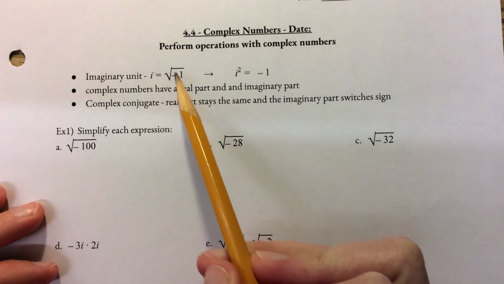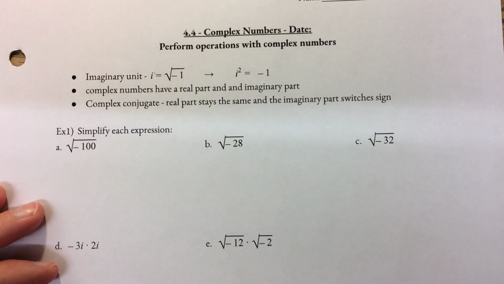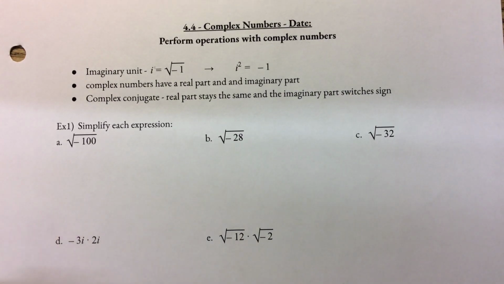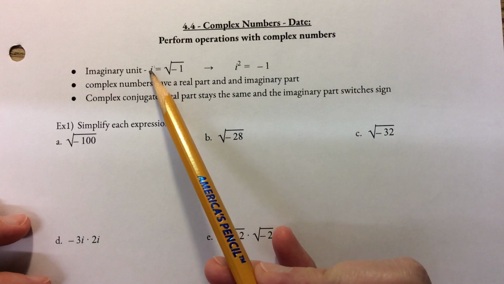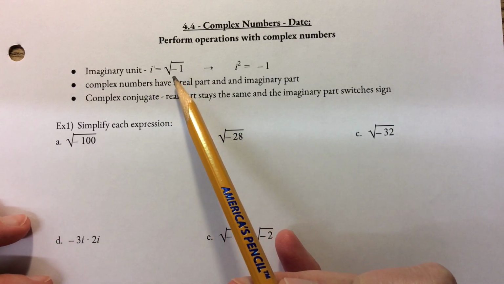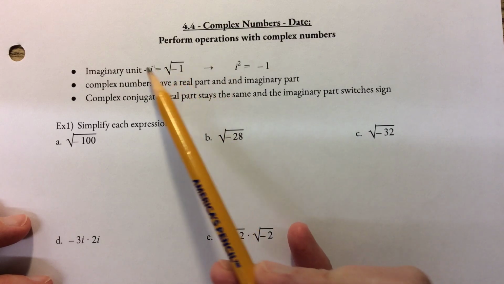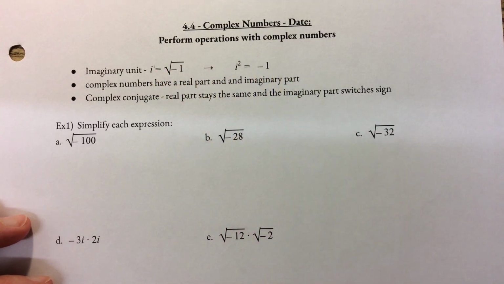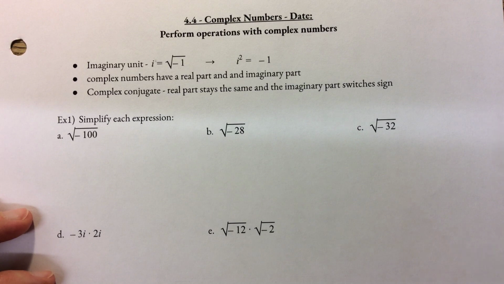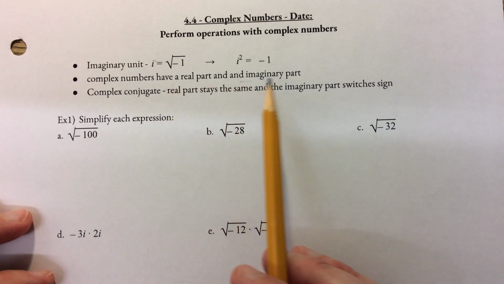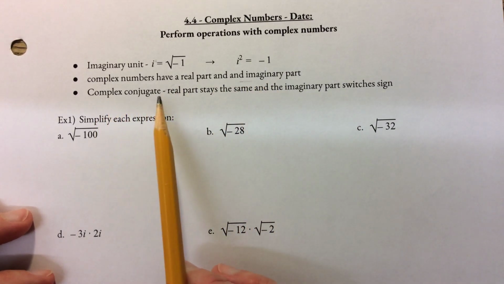So i is equal to the square root of -1. You've always learned that you can't take the square root of a negative because it doesn't really have a real meaning, but now we can do that using the fact that i is equal to the square root of -1. So the opposite of that is, if I square both sides, i squared is equal to -1.